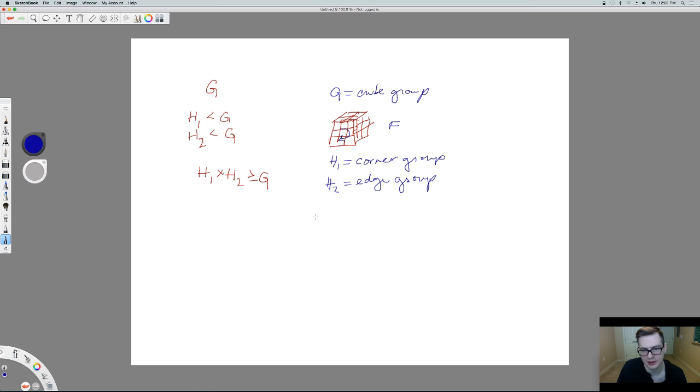However, that doesn't mean that we can just compute the direct product, H1 times H2, and expect to get the group G. This is false. The reason is that this talks about all configurations of the corner group. There are configurations of the corner group that couldn't possibly happen as a configuration in the edge group because of this coupling within the original group G.